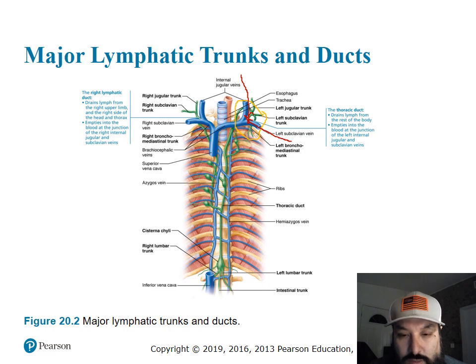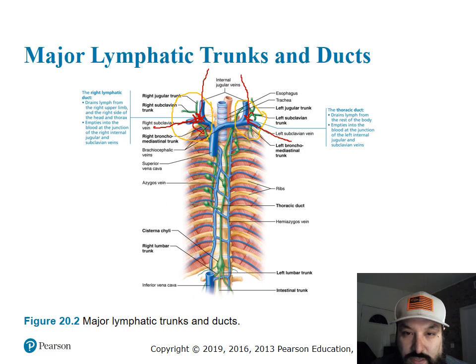And on the right side of the body, you have then your right jugular and right subclavian, and right at this point right here is where the right lymphatic duct actually drains its lymph from. Okay, so those two portions of the body are where the lymph actually goes back into the bloodstream.